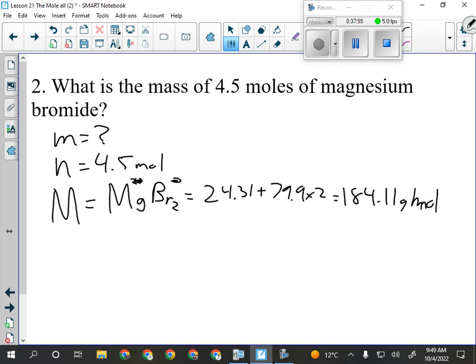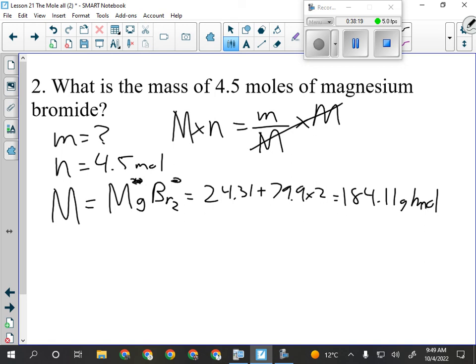Okay, so I know N, I know big M, I'm looking for little m. So to get little m by itself, I have to move big M over to this side. What do I do? Multiply, because right now I'm dividing by big M. So I multiply this side by big M, that'll cancel it. What I do to one side, I do to the other. I've just manipulated to solve for mass.